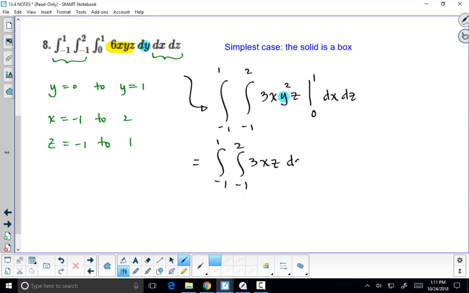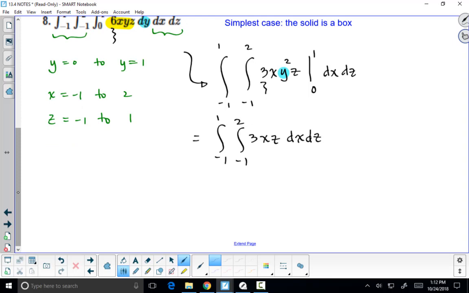Shouldn't you do y squared over 2? I did. So y squared, and the coefficient out here is 6. Oh, gotcha. So it became a 3. Yeah, sorry, I should have said it. And then we plug in the 1, we get 3xz, subtract off 0, so then we have what we have.